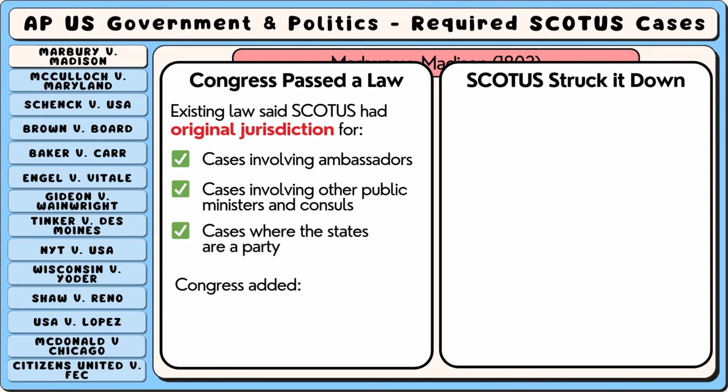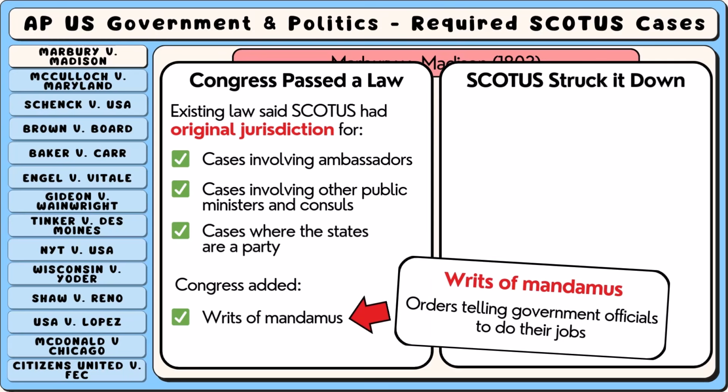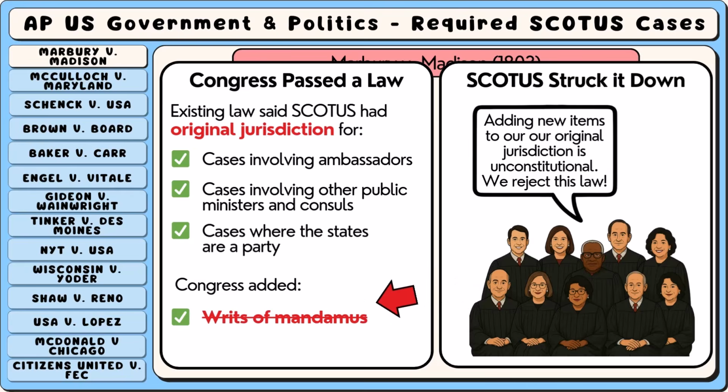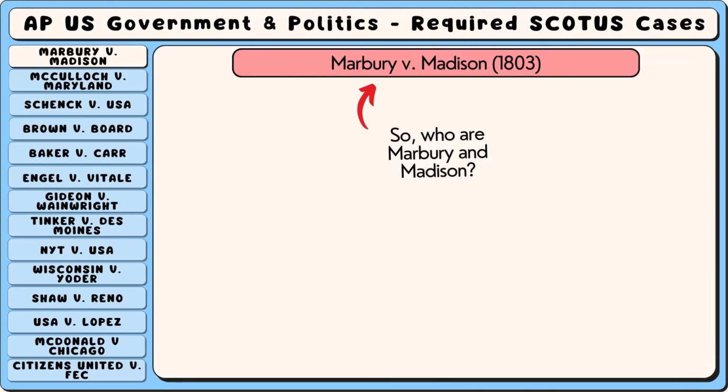Then, Congress passed a law, specifically Section 13 of the Judiciary Act of 1789, that increased the original jurisdiction of the Supreme Court. This law said that the Supreme Court could exercise original jurisdiction to issue writs of mandamus, which are orders telling government officials to do their jobs. This meant that people could come directly to the Supreme Court to have a writ of mandamus issued, and they didn't have to go to lower courts first. What we're about to see is that the Supreme Court said that a law adding items to their original jurisdiction was unconstitutional because the Constitution already clearly established what is and isn't original jurisdiction for the Supreme Court. But we're not there yet.